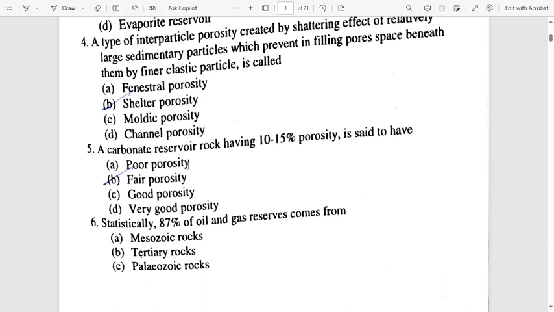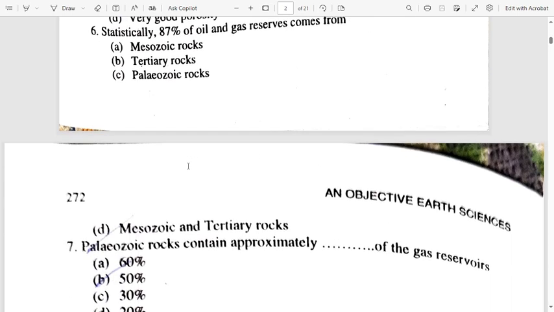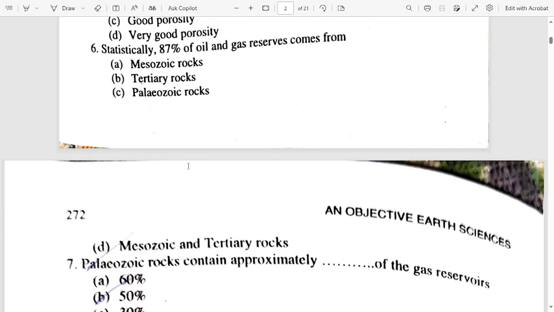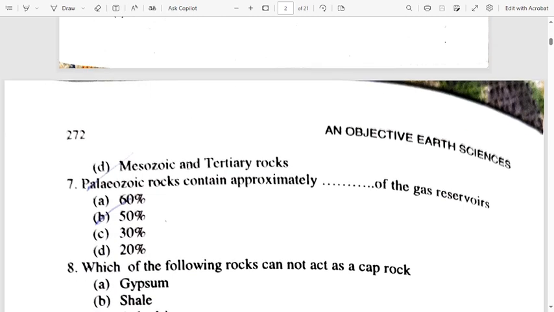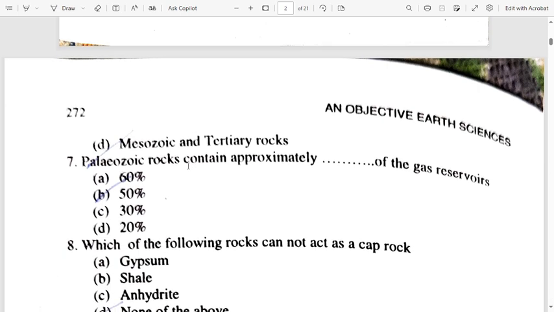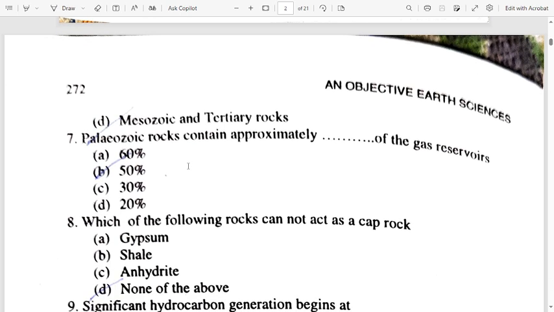A carbonate reservoir rock having 10 to 15 percentage porosity is said to have fair porosity. Statistically, 87 percentage of oil and gas reserves come from Mesozoic and Tertiary rocks. Paleozoic rocks contain approximately 50 percentage of the gas reservoirs.